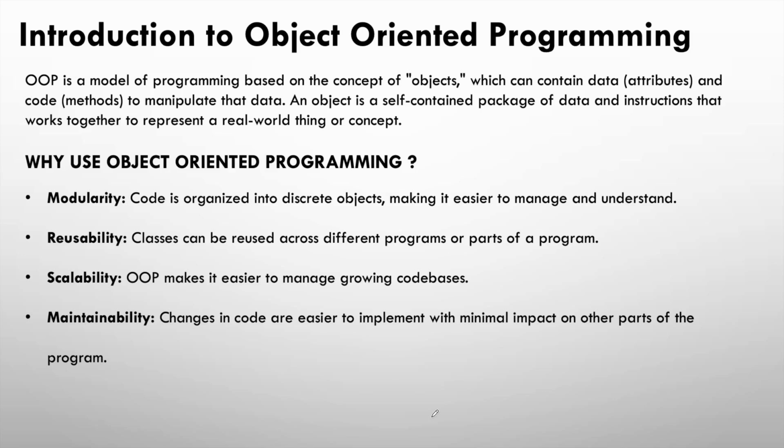So why use object-oriented programming? There's 4 main features. Modularity, which means that the code is organized into discrete objects, making it easier to manage and understand. Reusability, where classes can be reused across different programs or parts of a program. Scalability, which makes it easier to manage growing code bases. And maintainability, where changes in code are easier to implement with minimal impact on other parts of the program.